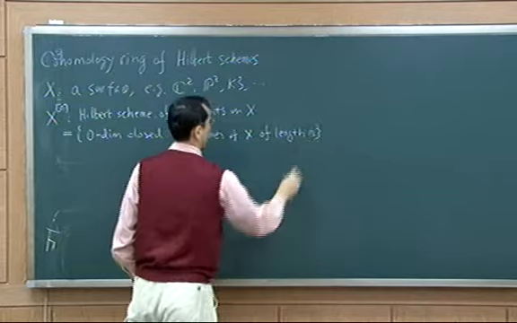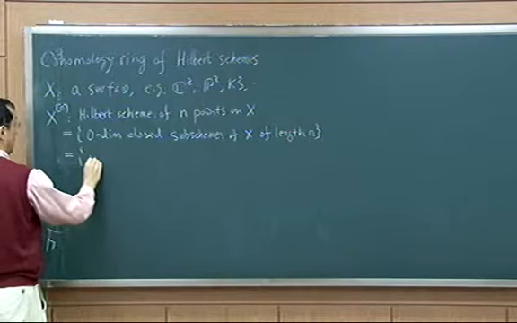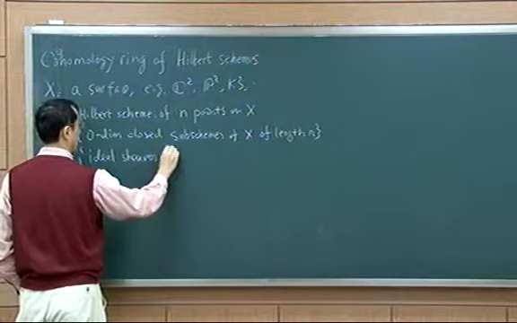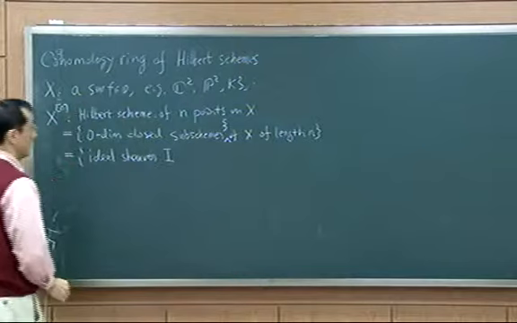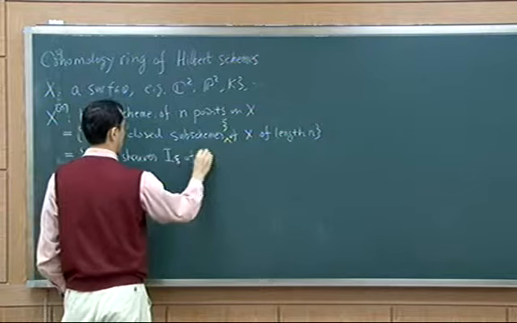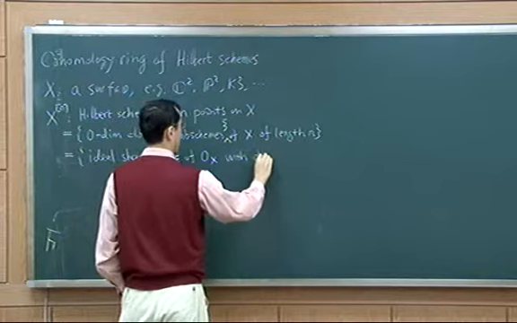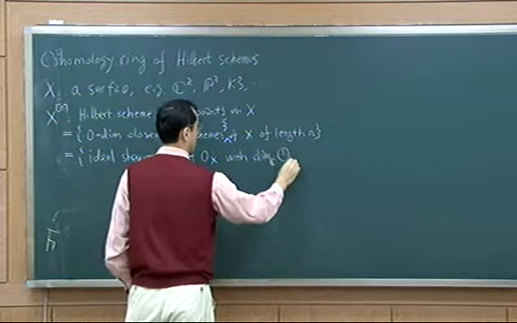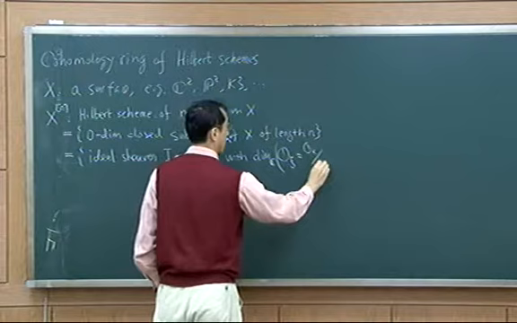Or it can be regarded as ideal sheaves. I suppose I call this closed subscheme xi, the subscheme, so it has ideal sheaves of O_X with colength, just O_xi, which is O_X over the ideal. This is n.